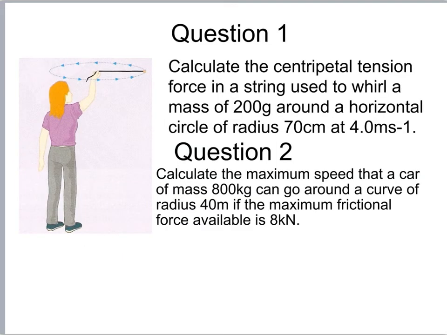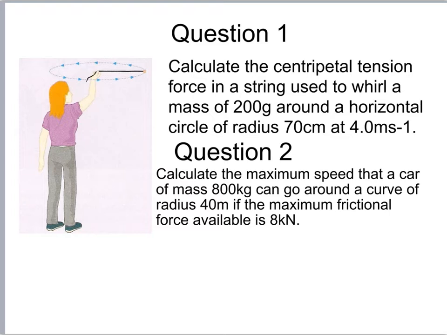So we have two questions on here. I'm just going to give you a few pointers to help you with solving this one. The first says: calculate the centripetal tension force in a string used to whirl a mass of 200 grams around a horizontal circle of radius 70 centimetres at 4 metres per second. So here you just need to make sure everything's in the right units, and then you're going to use the centripetal force equation, F equals mv squared over r. That force is equal to your tension.